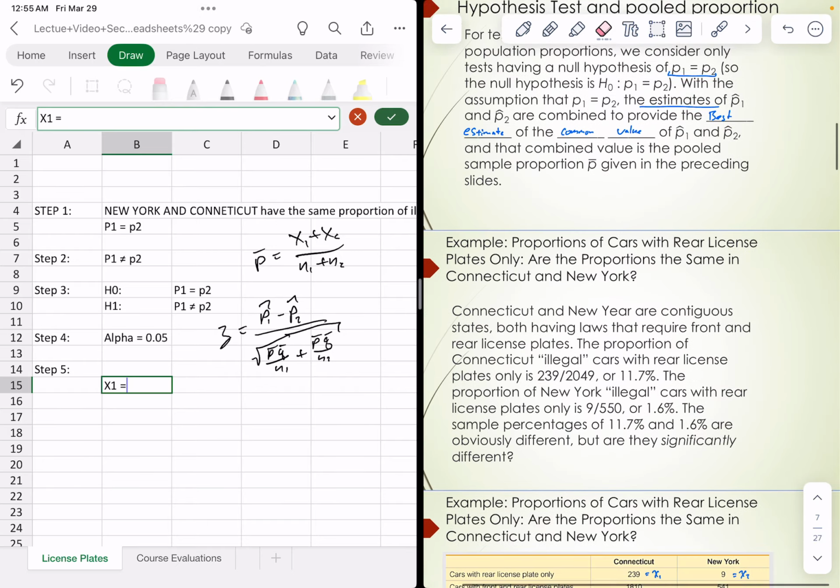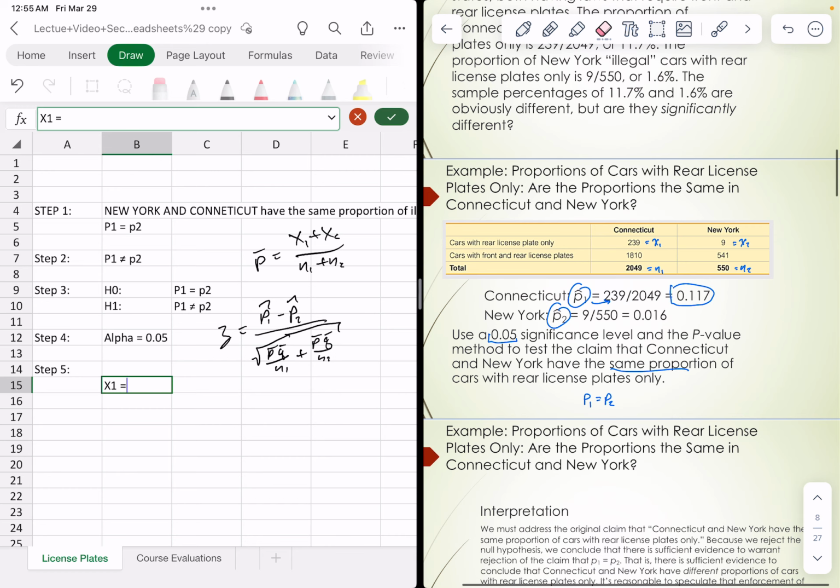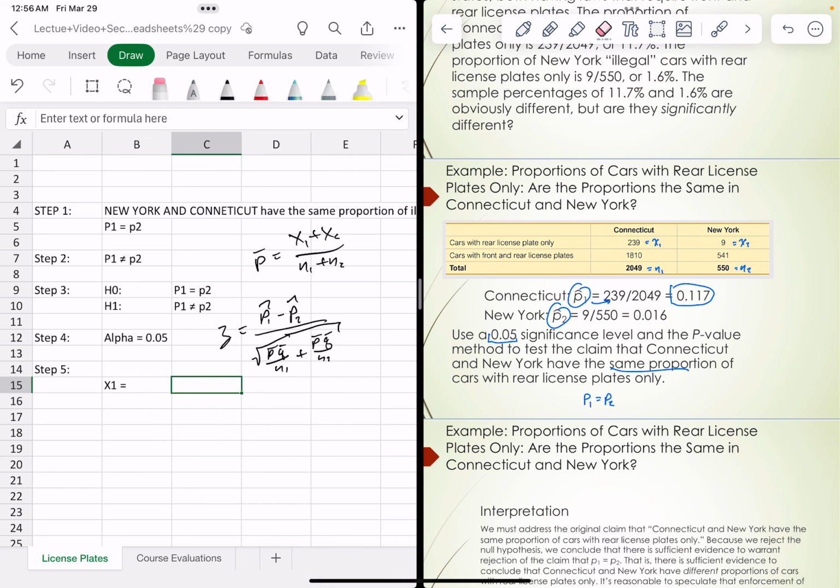I'm going to go back down to my data here. Now, X1 is going to be 239, because that is the number of successes. Successes in this case are the illegal cars, the cars with only rear license plates. And so that's that one.